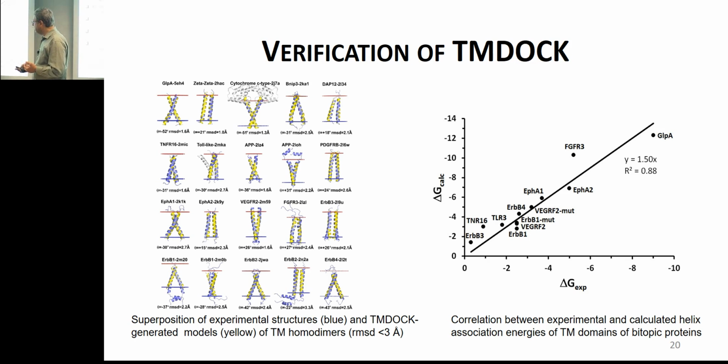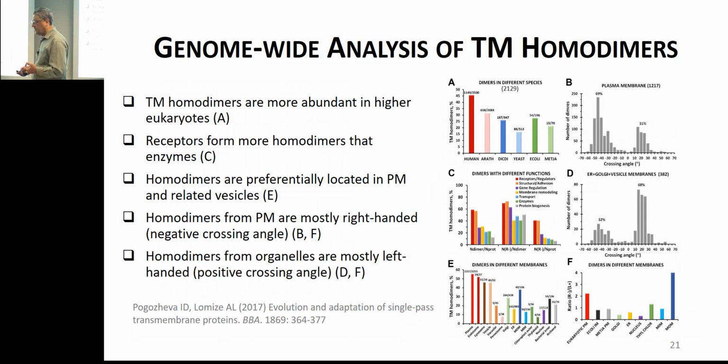And then we decided to use it for genome-wide modeling and analysis of alpha dimers, only alpha dimers, not heterodimers. What we did here, we took about 6,000 proteins from different species, including human, Arabidopsis, Dictyostelium, yeast, E. coli, and so on. And after selection we finally had around 2,000 most stable transmembrane alpha dimers and included them in Membranome for analysis.